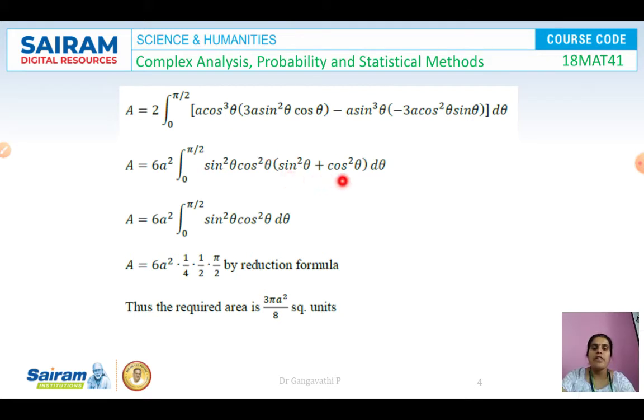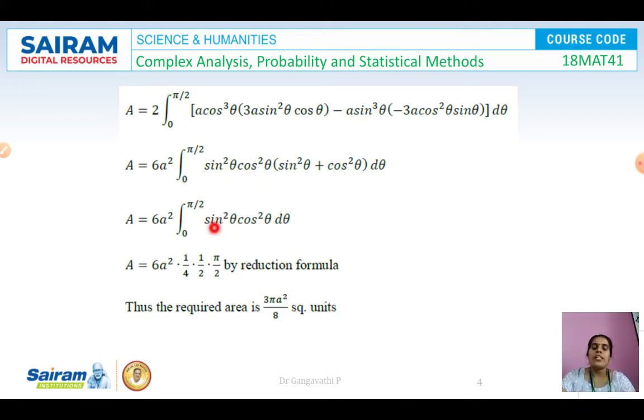From this term we have cos square theta. From this term, minus and minus is plus. Sin cube theta into sin theta is sin to the power of 4. Sin square and cos square have been taken outside. From this term we have sin square theta. So we know that sin square theta plus cos square theta is 1. So this value is going to be 1. The remaining is sin square theta into cos square theta d theta.